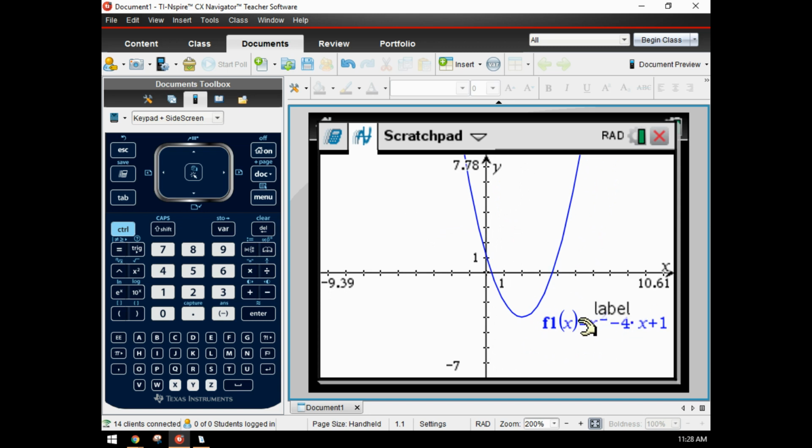So if your equation ends up in the way, okay, so does everybody have a graph on their screen so far? Sometimes it's not. Okay. Does it look like this one? Yes. Okay.